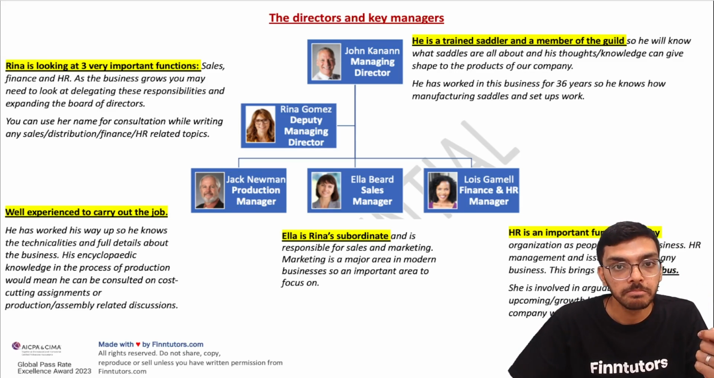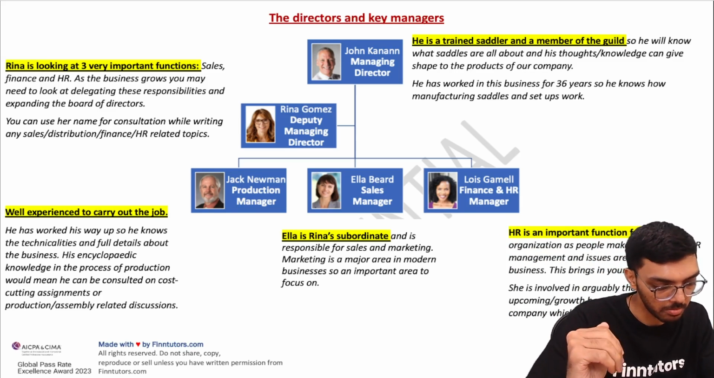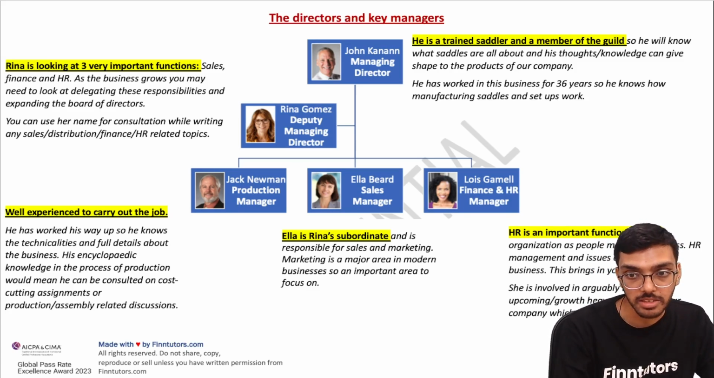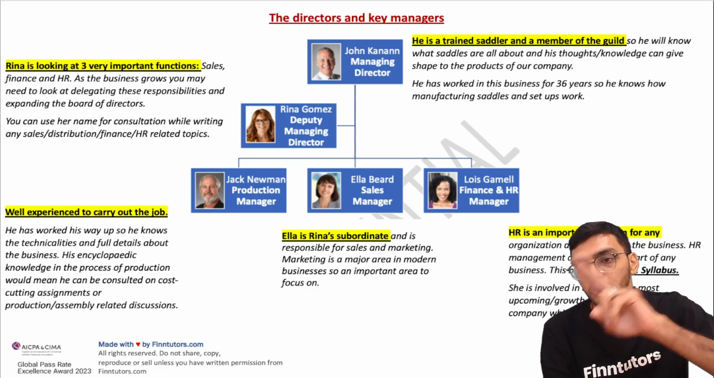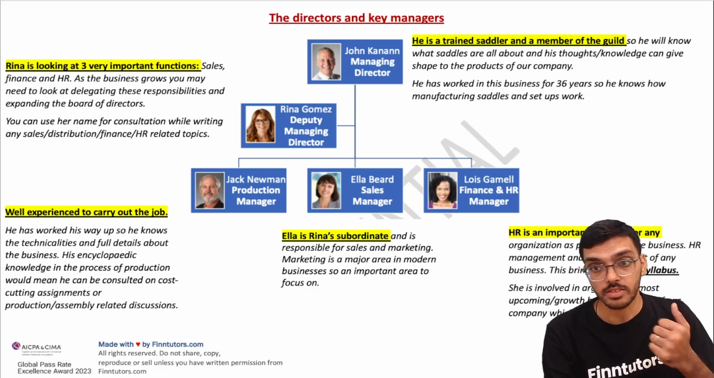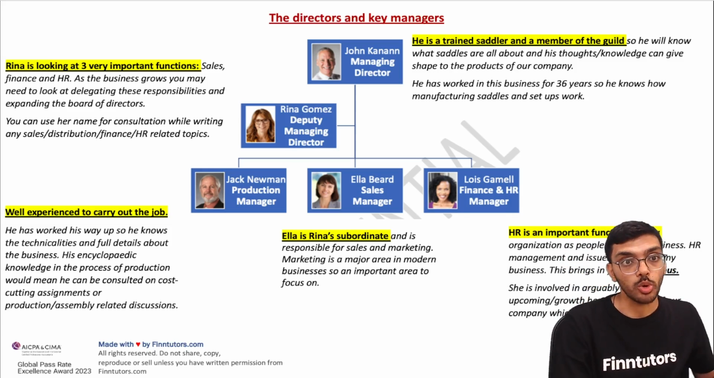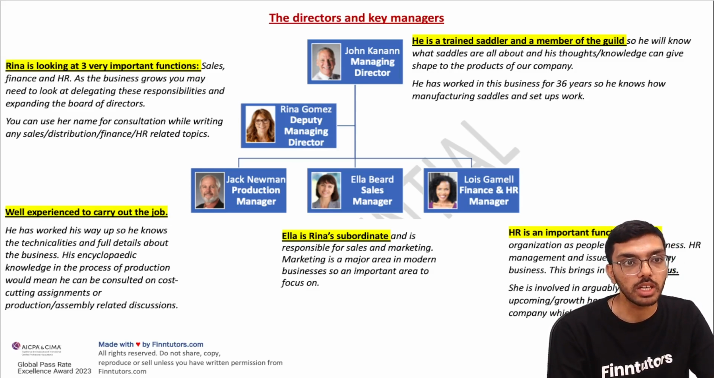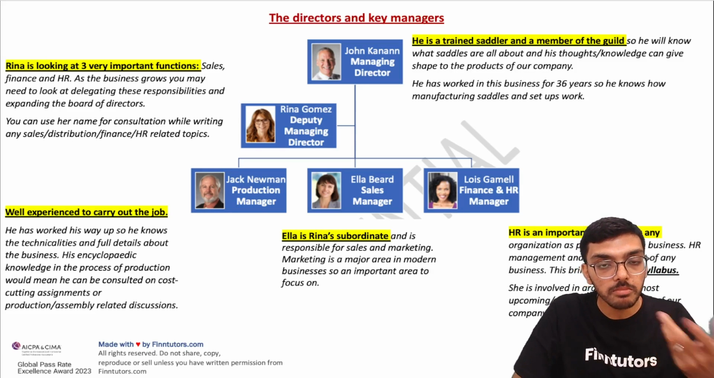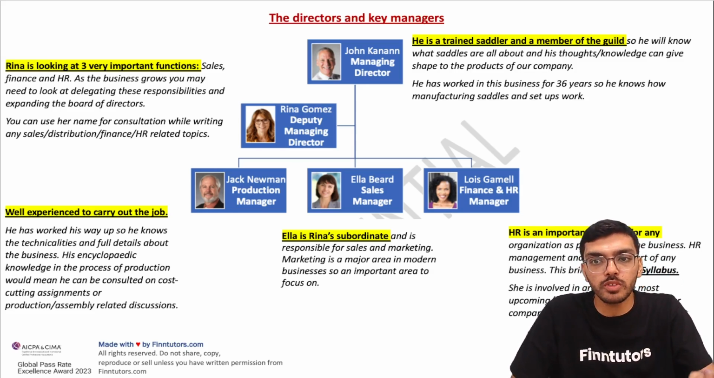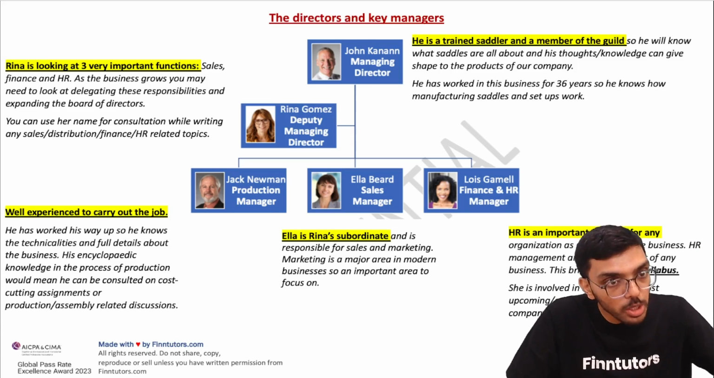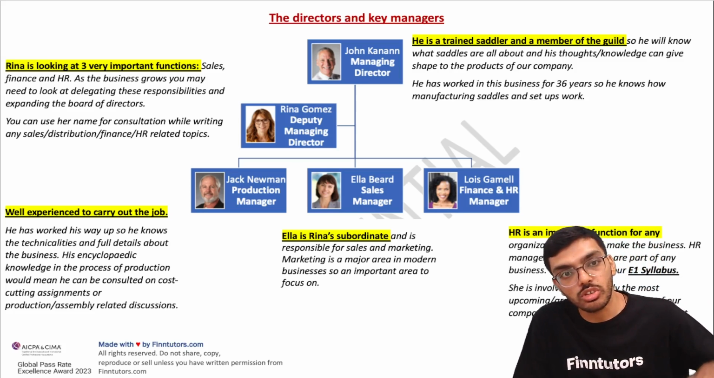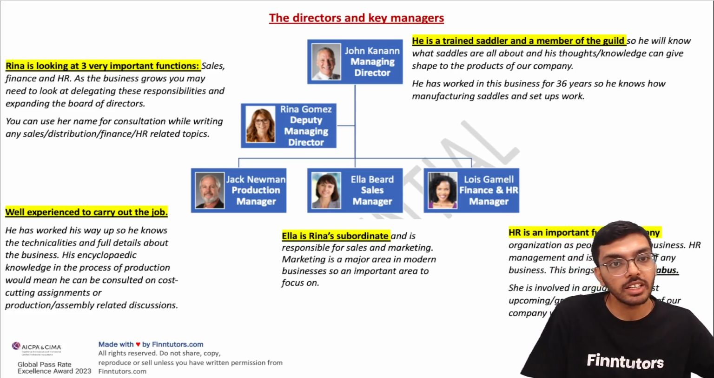Next, we have Reena. Reena is deputy to John. So Reena is looking at 3 very important functions: sales, finance, and HR. As the business is going to go through an overhaul, finance is going to change, HR is going to change. So as the business grows, you may need to look at delegating these responsibilities and expanding the board further. Because as the business grows, we know the importance of finance, we know the importance of HR. But you can use her name for consultation when writing on any sales, distribution, finance, HR related topics.